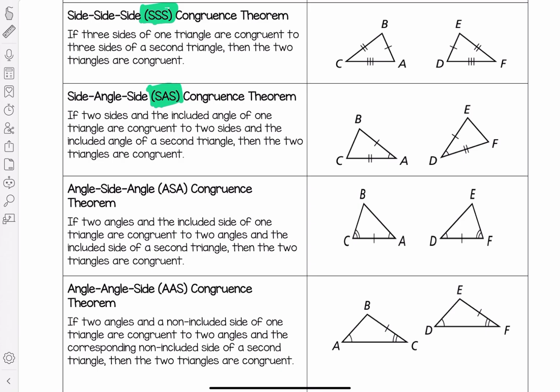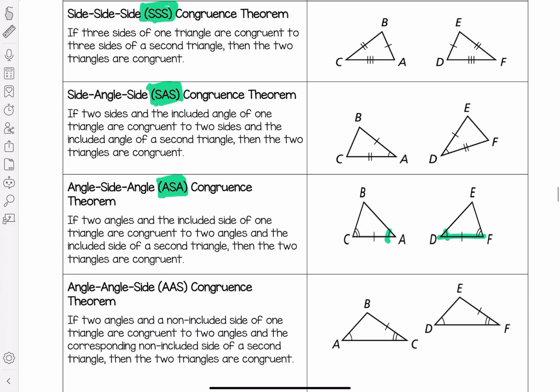Next, we have angle, side, angle. Again, order matters, so it has to be angle, side in between, and then angle, which we can see we've got right here when we look at the order of those guys. So we know that one's good.